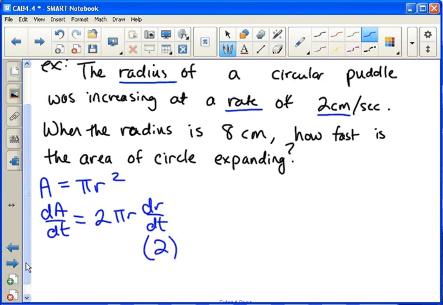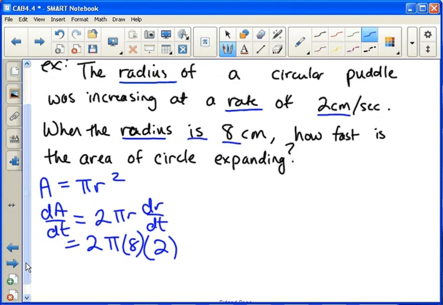Now as we keep reading, it says when the radius is 8. So that's just talking about r, the actual radius. Not how quickly it's changing, just the radius itself was 8. Then it says, how fast is the area of the circle expanding? Sorry, I missed a d there. But the area of the circle, the rate at which it's expanding, would be dA over dt. So that's what we're trying to solve for.